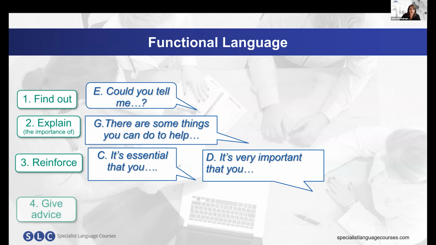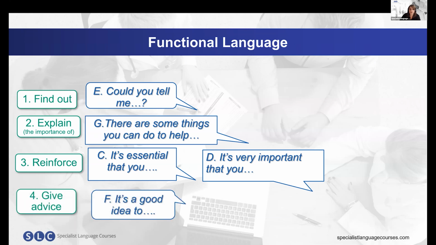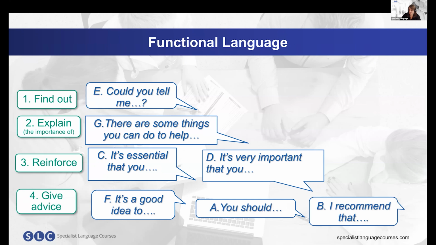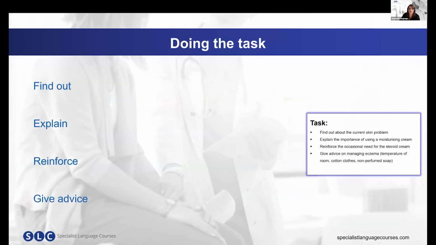And then to give advice, we have it's a good idea to, you should, and I recommend that. So again, we're giving advice, and perhaps in this particular role card, the advice is not quite as strong as reinforcing a particular point. Therefore, we have stronger language here for reinforcing. So let's look at how this can be used in the context of this particular task.